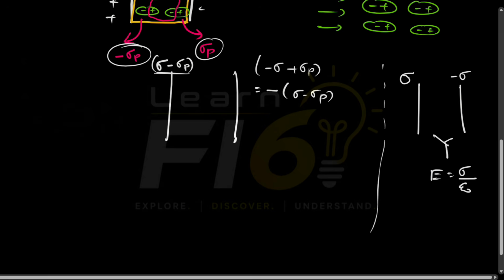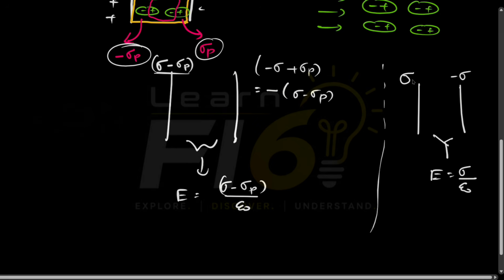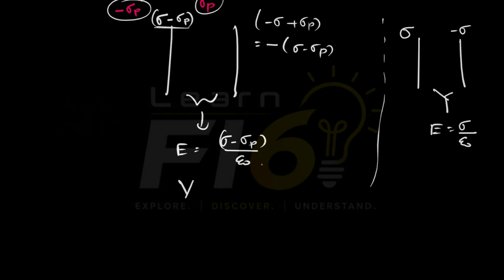In the same way, the electric field between these two plates is given by sigma minus sigma p divided by epsilon naught. Clear? In the first case we have sigma, so I used sigma. In this case we have sigma minus sigma p, so I used that value in the numerator. Clear? Now, the potential difference between the plates is given by V is equal to E times d.